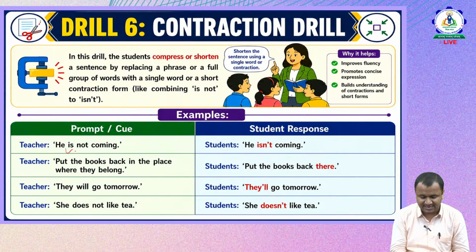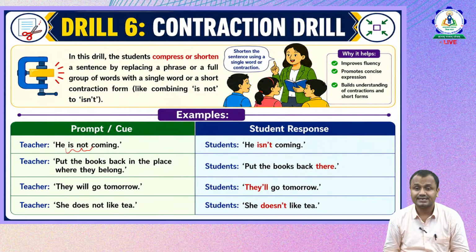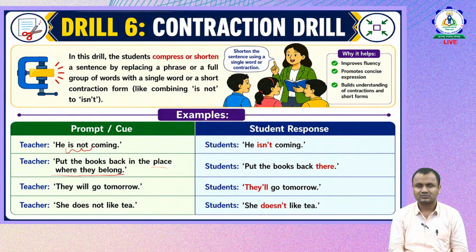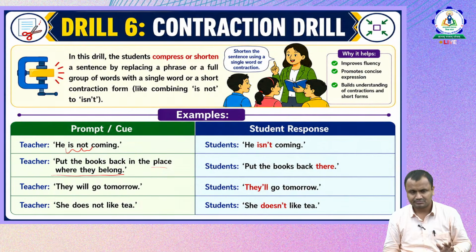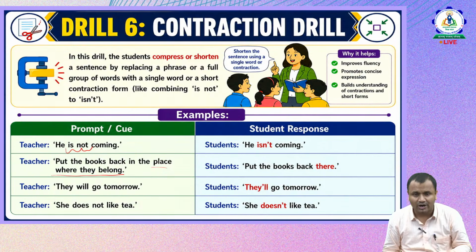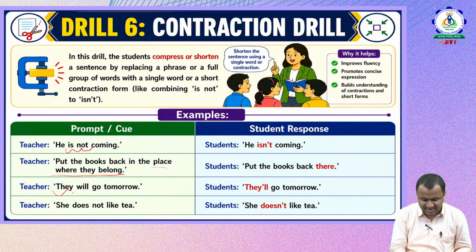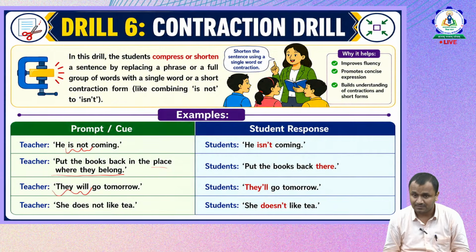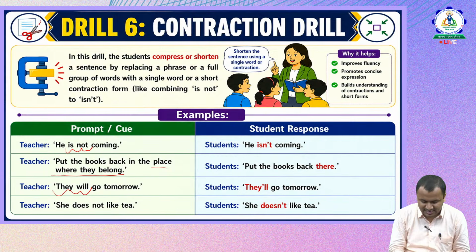Instead of saying he is not, students will say he isn't coming. Now see, put the books back in the place where they belong. The student will contract it and shorten it: put the books back there. They will go tomorrow. Now instead of saying they will, they will contract it, and the contracted form will be they'll go tomorrow. She does not like tea.